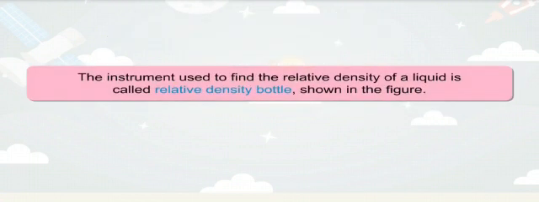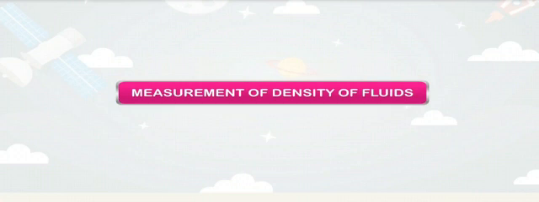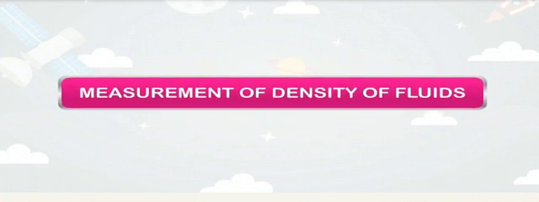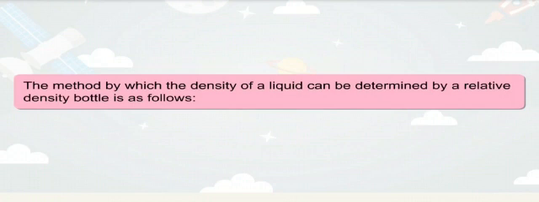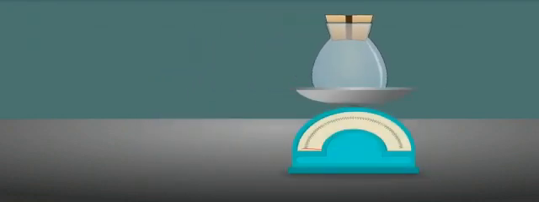The instrument used to find the relative density of a liquid is called a relative density bottle. We can see the relative density bottle in the figure. In this figure, we can easily see that there is a glass bottle on which we have a stopper having a fine hole. How to measure the density of the fluid with the help of this? There is a method to follow. Number 1, we need to measure the mass of this empty bottle with the help of the physical balance.